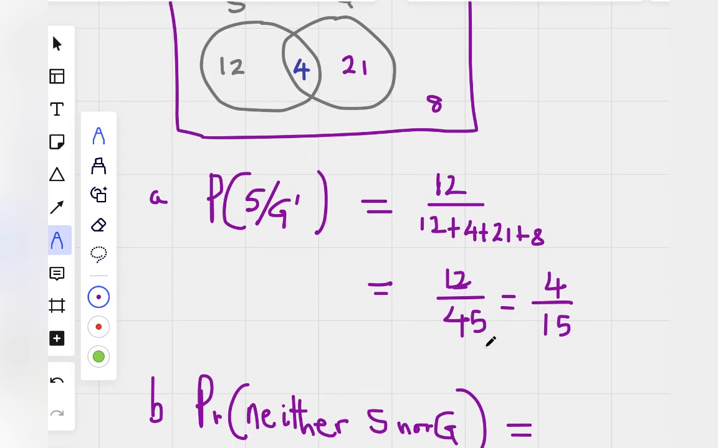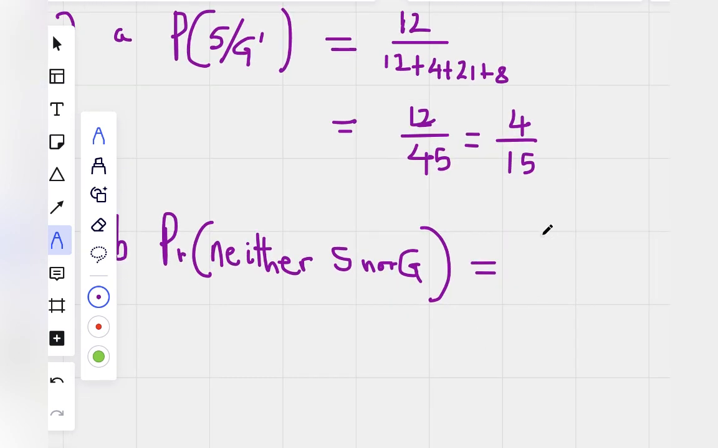So the 8 students over the total number of students gives us the probability. So 8 over 45. This one we cannot simplify because 2 can go here but 2 cannot go here. 3 cannot go here but 3 can go here. So there are no common factors that can simplify this. So we leave our answer as 8 over 45.